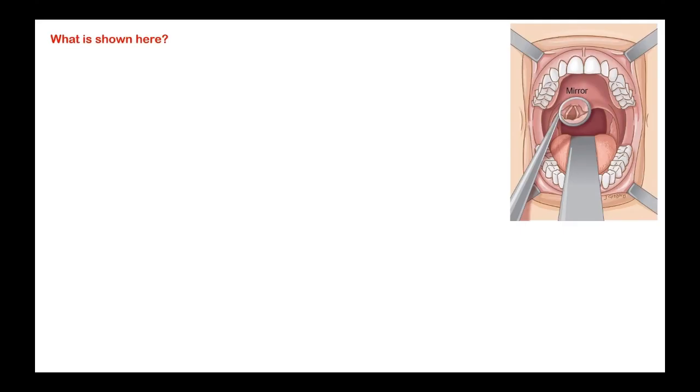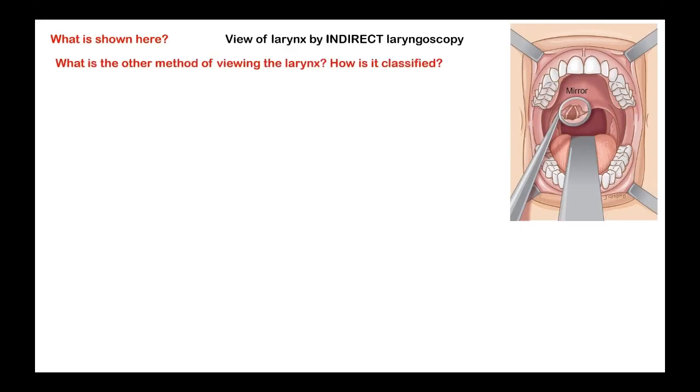Indirect laryngoscopy. Very good. View of the larynx by indirect laryngoscopy. What is the other method of viewing the larynx? And how is it classified? You said there is indirect laryngoscopy. Direct laryngoscopy could be the other method.